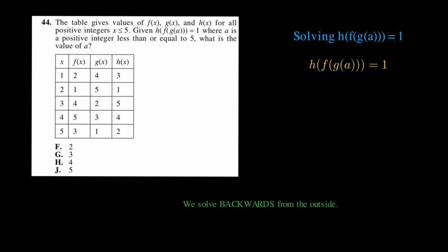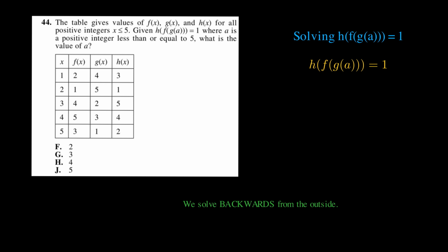First, we put a into g. Then, whatever number comes out goes into f. Then that result goes into h. And the final result equals 1. So the chain looks like this: a to g to f to h to 1. But solving forward is hard. So instead, we go backwards. Because we already know the final answer is 1.